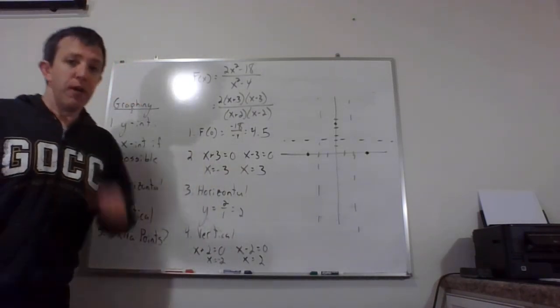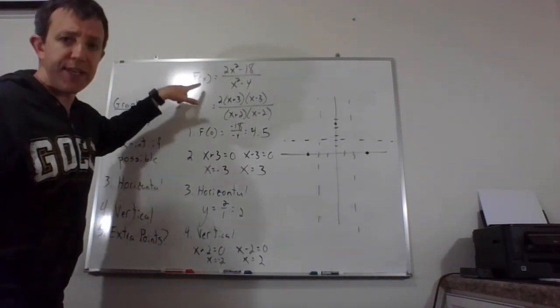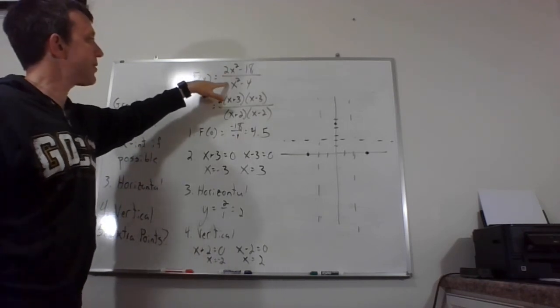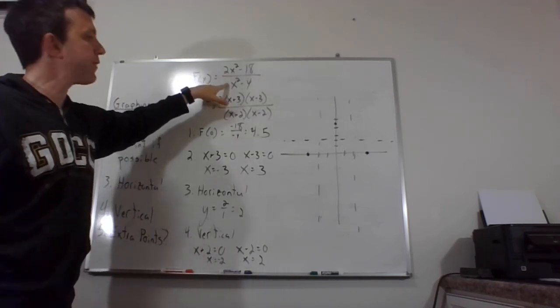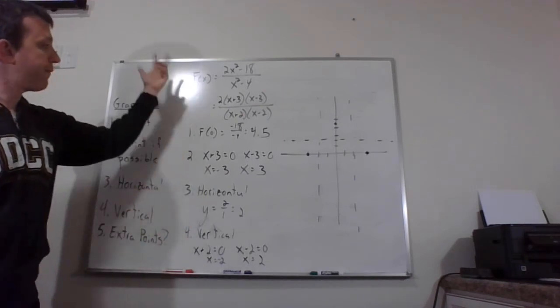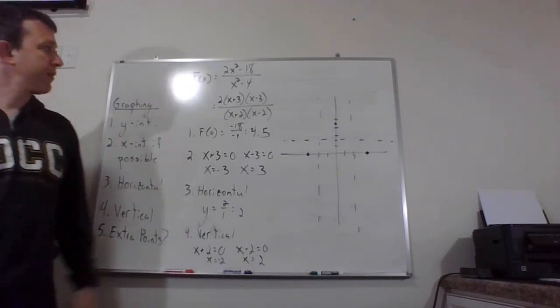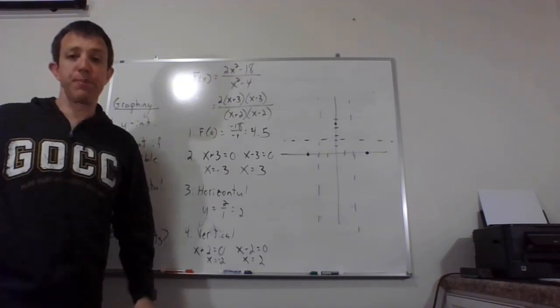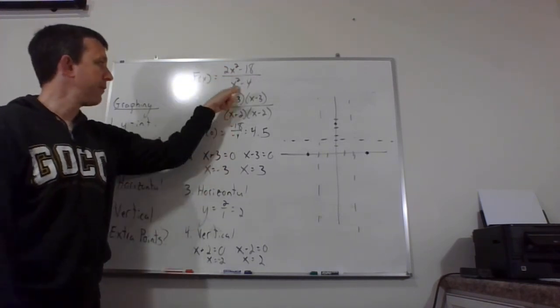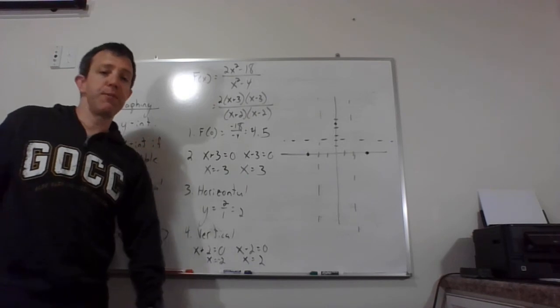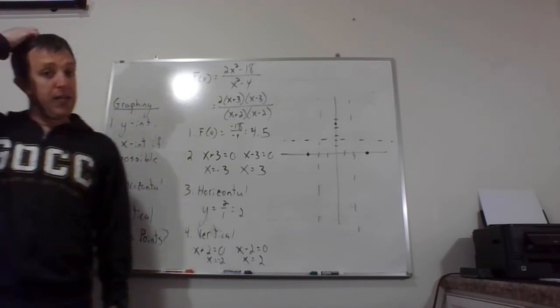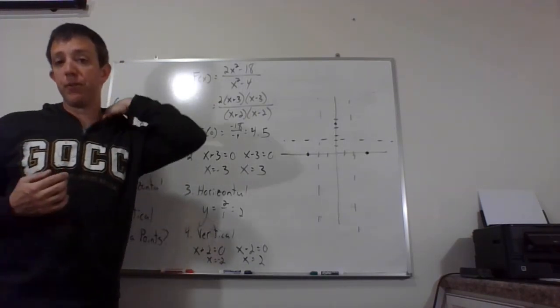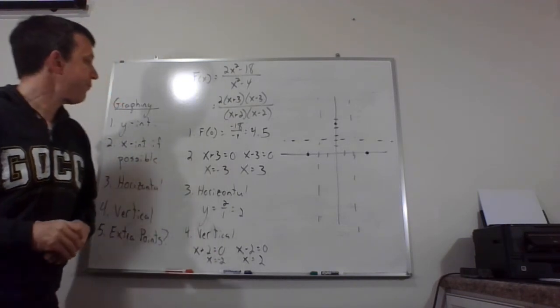All right, so I have f of x is equal to (2x squared minus 18) over (x squared minus 4). The first thing I did was I factored it. If you factor out the 2 on the top, you have a difference of squares, so you get x plus 3 times x minus 3, and on the bottom, it's already a difference of squares, so we get x plus 2 times x minus 2. The factored form is going to be useful, and we'll see that here in just a second.